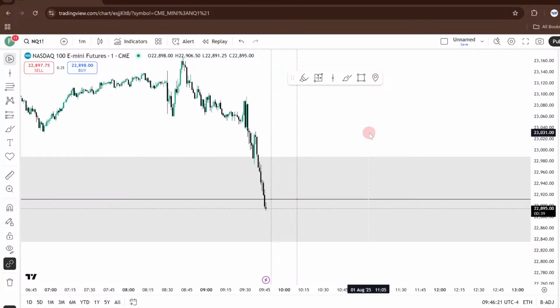So always just look at the market, let it do its thing, let it do what it needs to do, and then go from there.